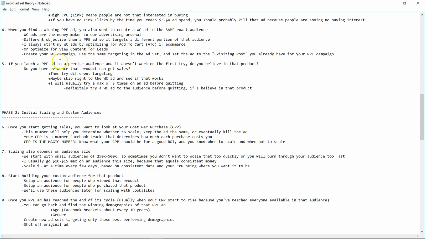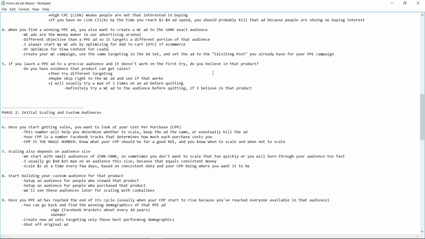And then finally, what do you do if it's not working? So if you launch an engagement ad to a precise audience and it doesn't work on the first try, then it really comes down to the research you've done. Do you have evidence that this is a product that can get sales or that can get conversions? If you do, then try different targeting, all right?